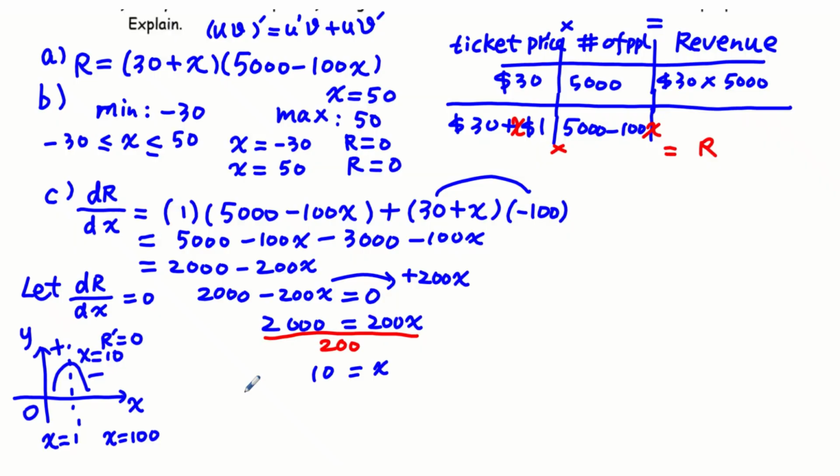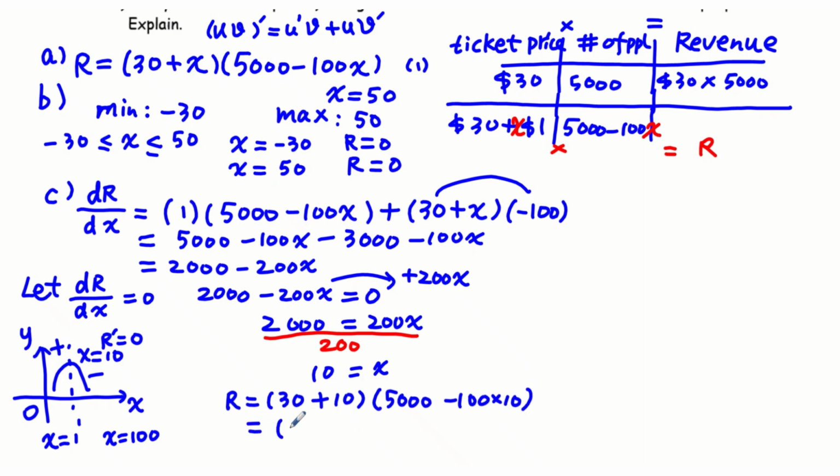Now we sub in x equals 10 into the original revenue equation. Okay, so we have R equals 30 plus 10. This is our ticket price. Then times 5,000 minus 100 times 10.